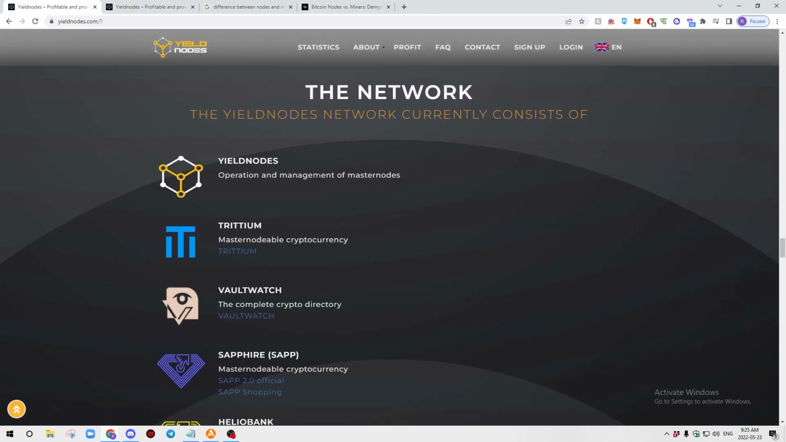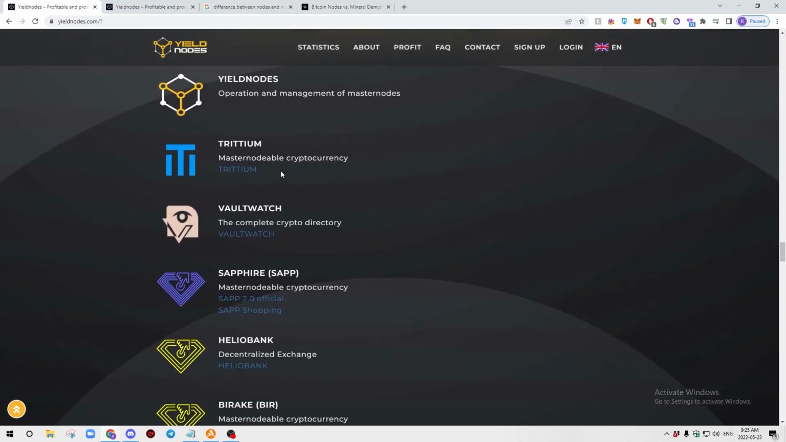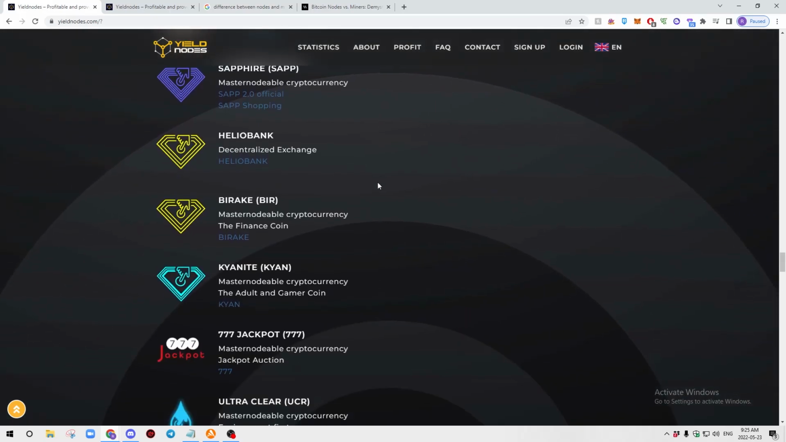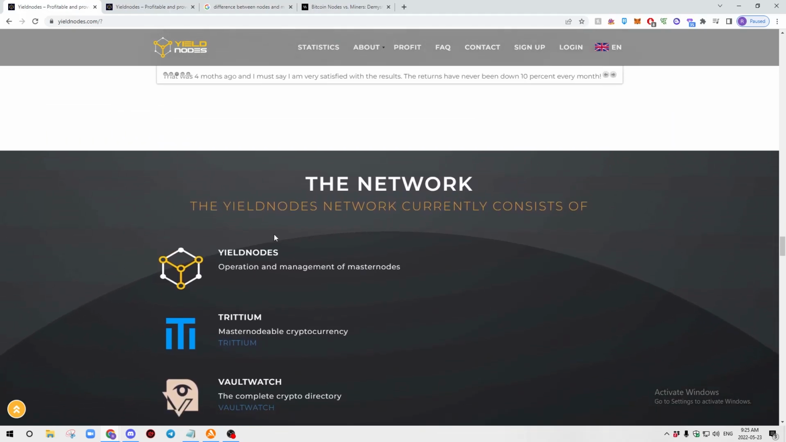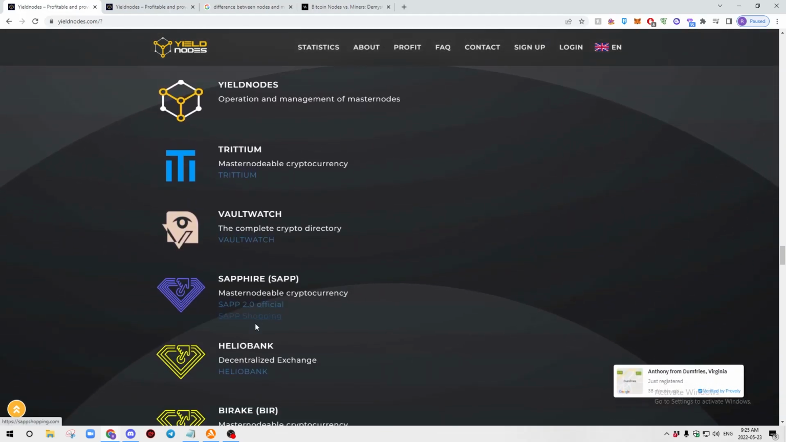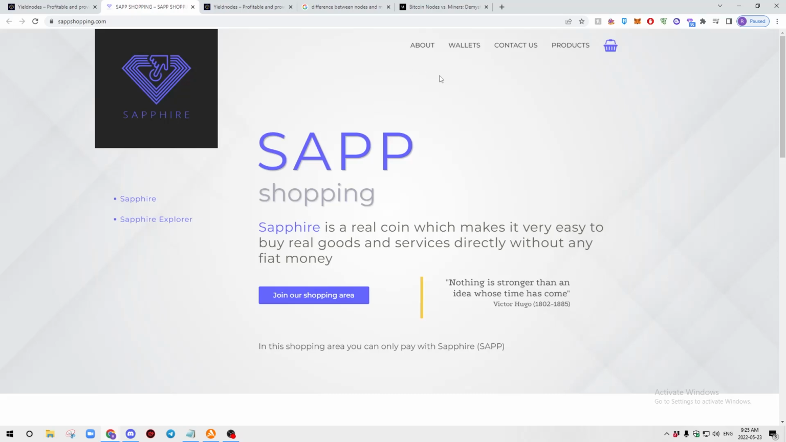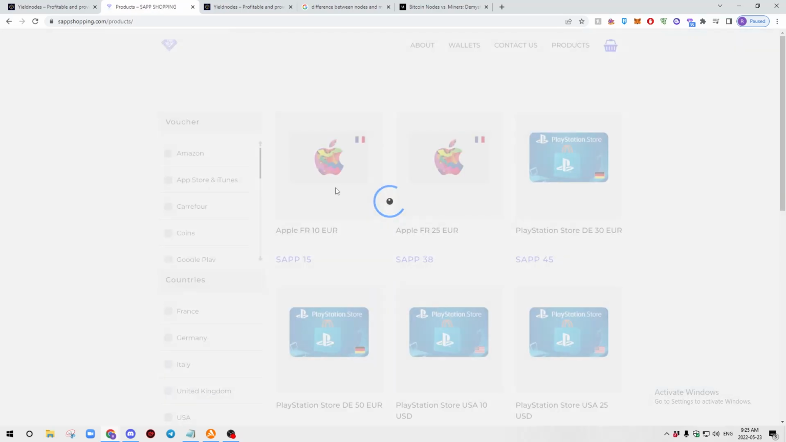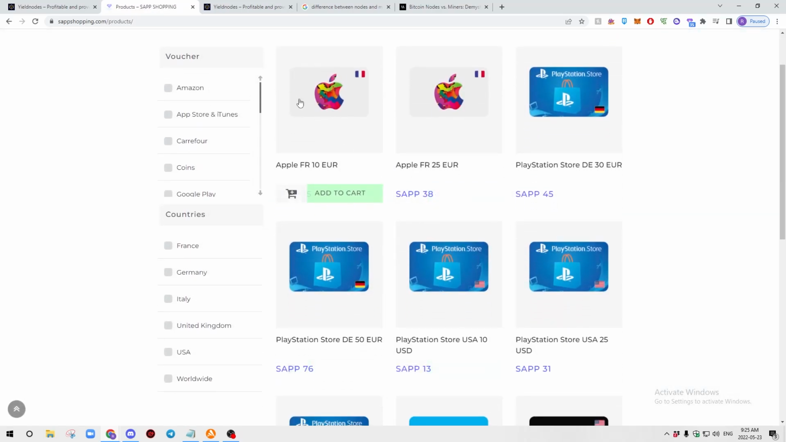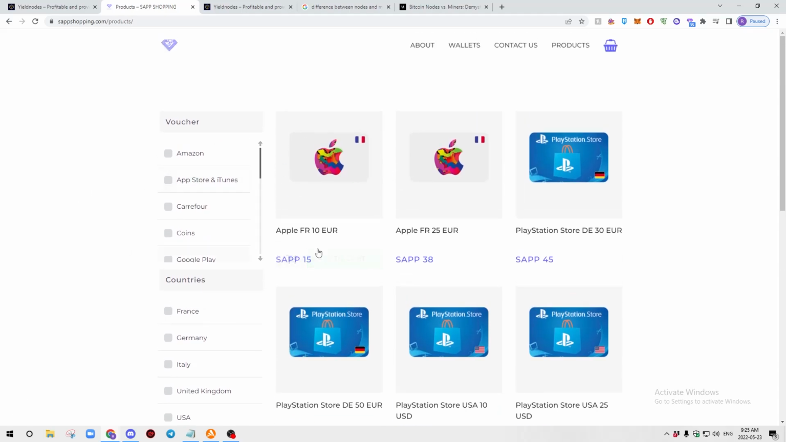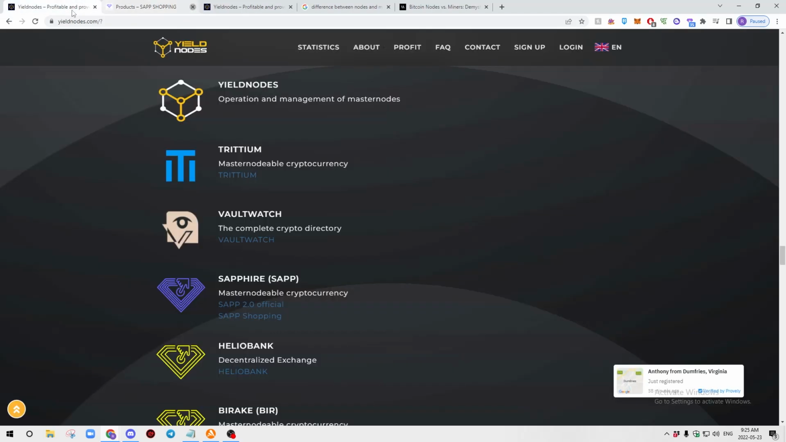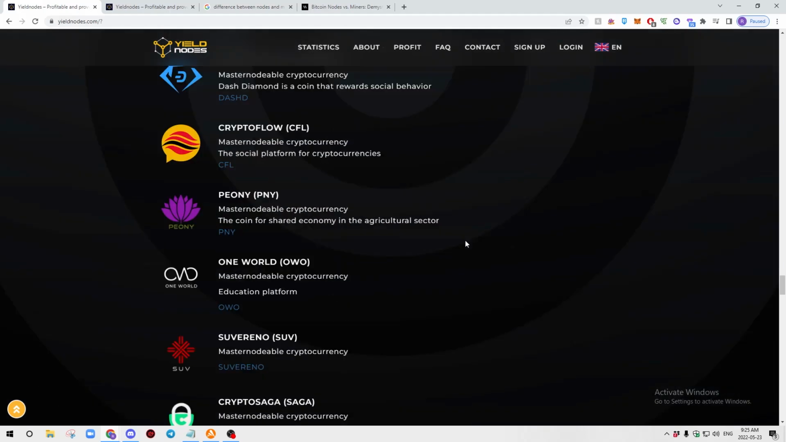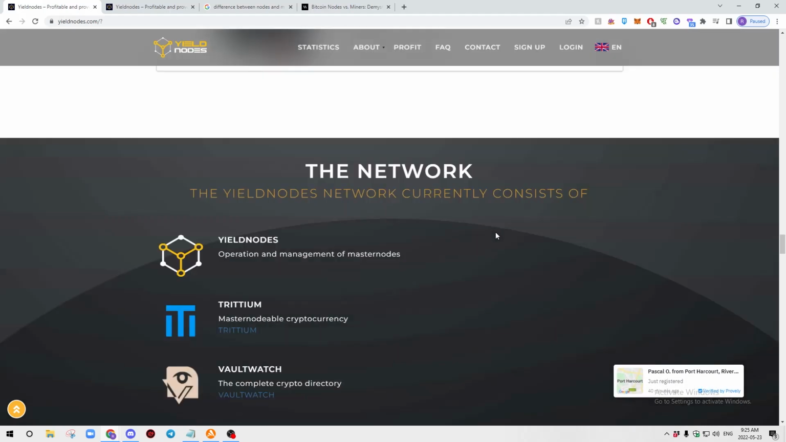So to kind of break down the network of Yieldnodes, right? These are some of the cryptos, some of the exchanges that they are partnered with, that their network consists of. So something like Sapphire, buy stuff utilizing the crypto itself, right? So if I wanted to buy this $10 Euro Apple, I could pay with SAP, right? So it's something amazing. Just even their proven network and partnerships.